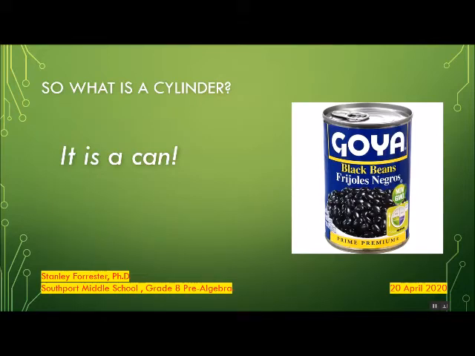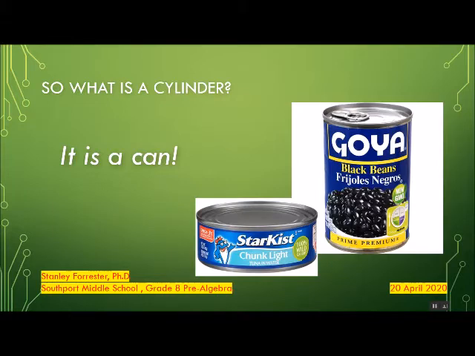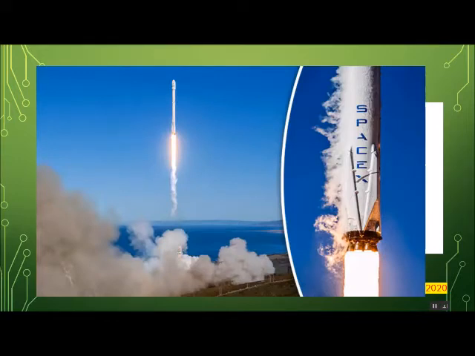It's a can. There's a can of black beans right there. It's a tuna fish can. The black bean can is really tall. The tuna fish can is kind of short, wider than it is tall. It's also a rocket. At its simplest form, the fuel tanks inside of a rocket are cylinders. They're very long cylinders. There might be some details, like the top and the bottom might actually be rounded rather than flat. But basically, that's what we're talking about.